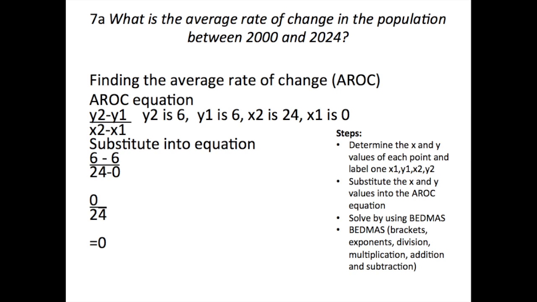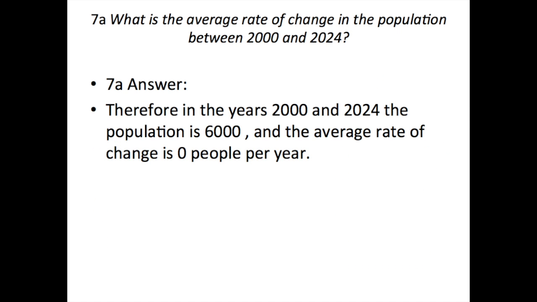Now once again you substitute these numbers into the equation and solve using BEDMAS. So 6 minus 6 is 0, and we know that 0 divided by anything is 0. So now we can already tell that the final answer is 0. Now, although we have finished the question, it is important to remember your therefore statement, which summarizes the information that you solved for. So the answer to 7a is, between the years of 2000 and 2024, the population is 6,000, and the average rate of change is 0 people per year.